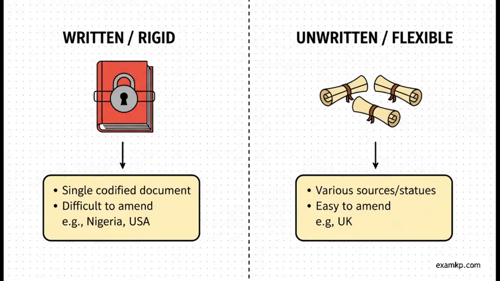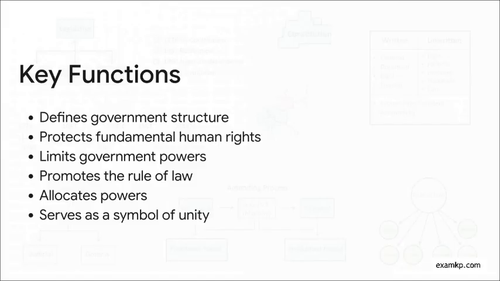Pay attention to this one, class, because this is a classic essay question. What does a constitution actually do? Well, as you can see, it sets up the branches of government. It protects your basic human rights, and this is a big one, it puts limits on the government's power, so they can't do whatever they want. It's the foundation for the rule of law.